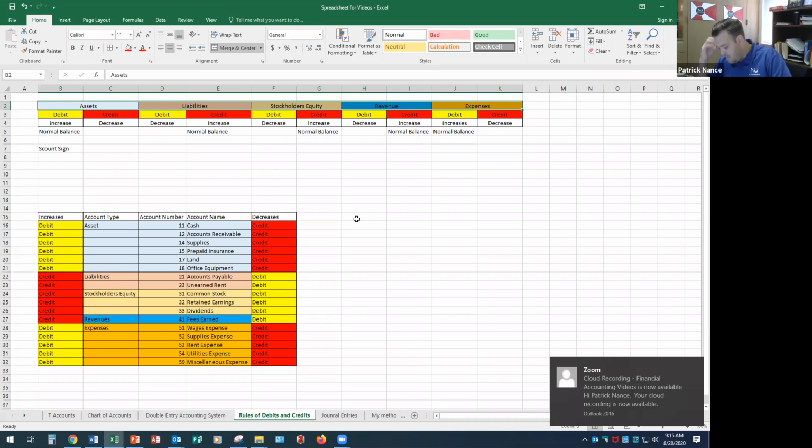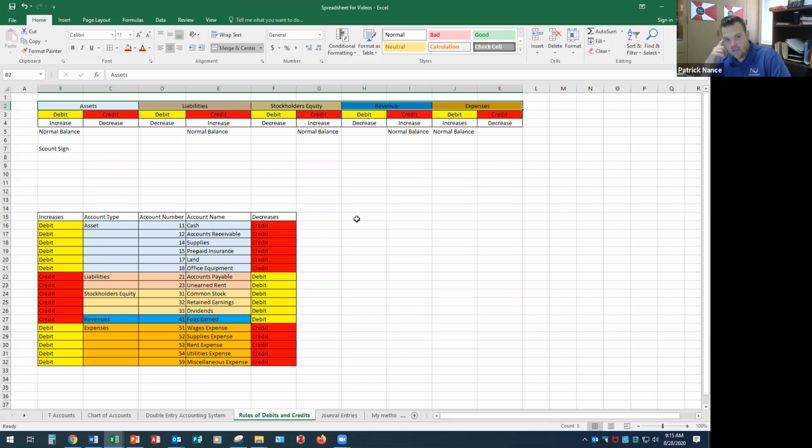Okay, so balance sheet accounts, rules of debits and credits. In the balance sheet accounts, we have assets, liabilities, and stockholders' equity. So assets are increased with a debit. The other thing about whatever increases an account type is that it's also its normal balance. Its normal balance means, generally speaking, that is the balance that will be in that account. So back here, an example of an asset is cash. It increases with a debit and it decreases with a credit. And so its normal balance is a debit.